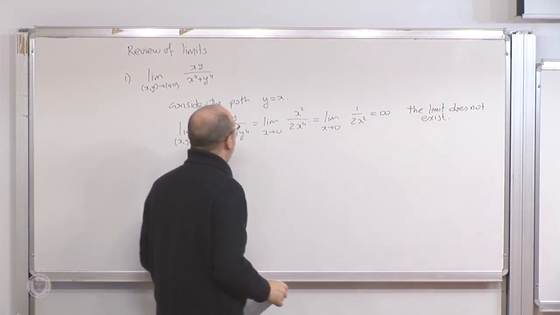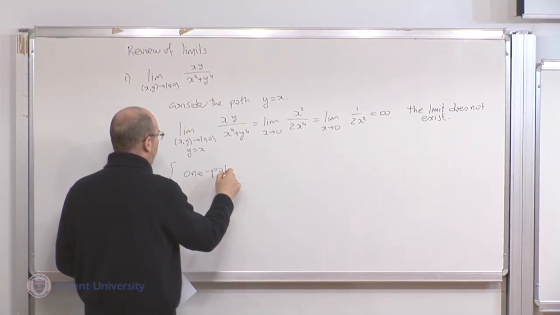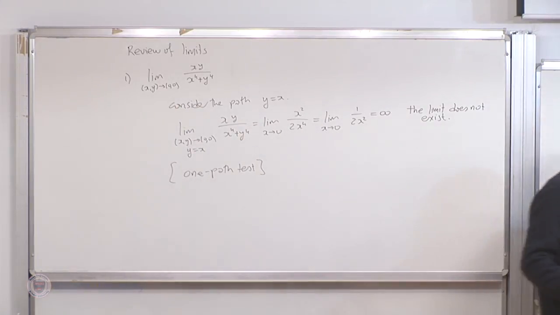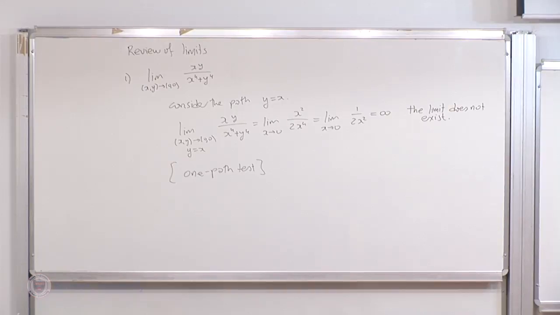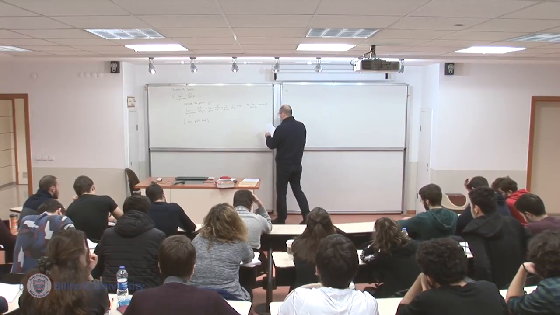This thing we call the one-path test. This is not a standard name, but we call it the one-path test. Again, if the limit exists, it is going to be the same along any path. In particular, if the limit exists, then it will exist along every path. So we found a path along which the limit does not exist, so the general limit does not exist.